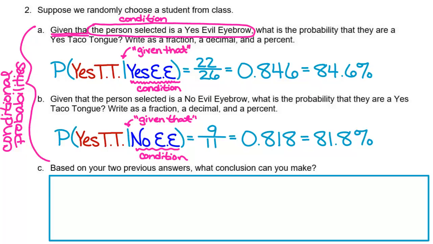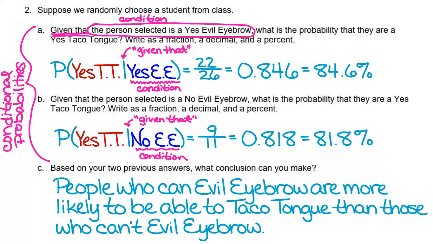If I knew for a fact that the person standing in front of me could definitely evil eyebrow, could I make a better prediction about whether or not they can taco tongue? Yeah. They're more likely to be able to taco tongue if they can evil eyebrow than if they can't evil eyebrow. It's not a huge difference, but there is a difference. So I can conclude that people who can evil eyebrow are more likely to be able to taco tongue than those who can't evil eyebrow.